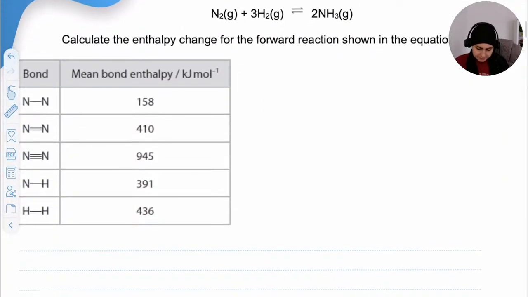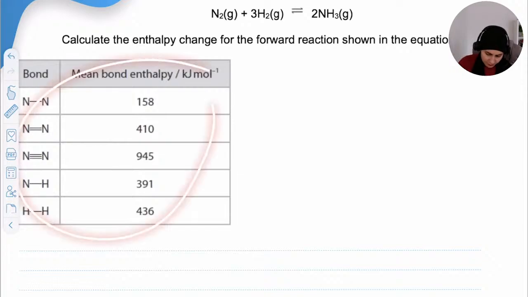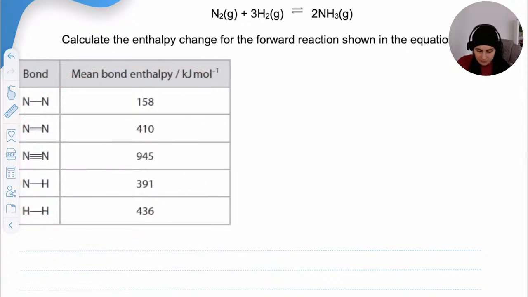One more. Let's say this question, we have a reaction, calculate the enthalpy change for the forward reaction shown in the equation using bond enthalpies. Yes, this is also from some data booklet. So again, I will rewrite this equation so that I see all the bonds. You need to know that nitrogen is triple bonded. If you don't know it, again, you have to learn how to draw Lewis structures and then you'll know. Hydrogen, it's obviously a single bond, and 2NH3.